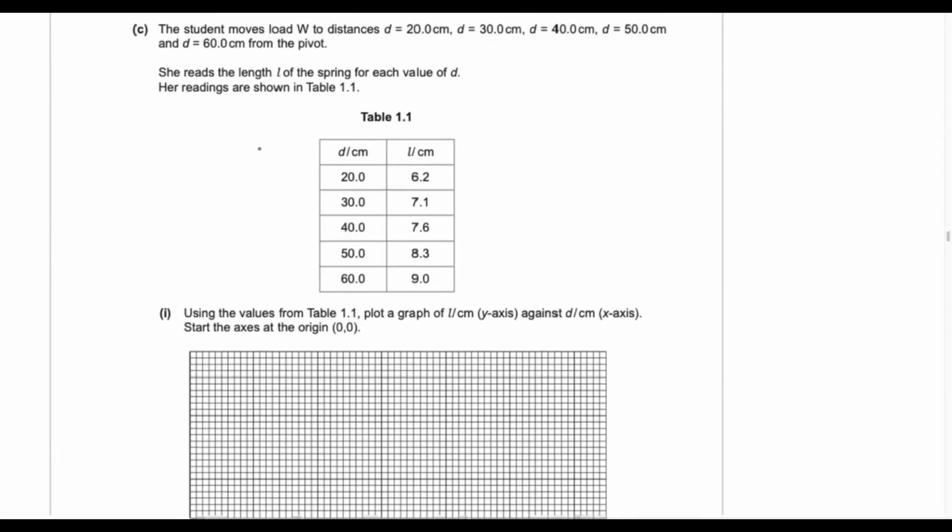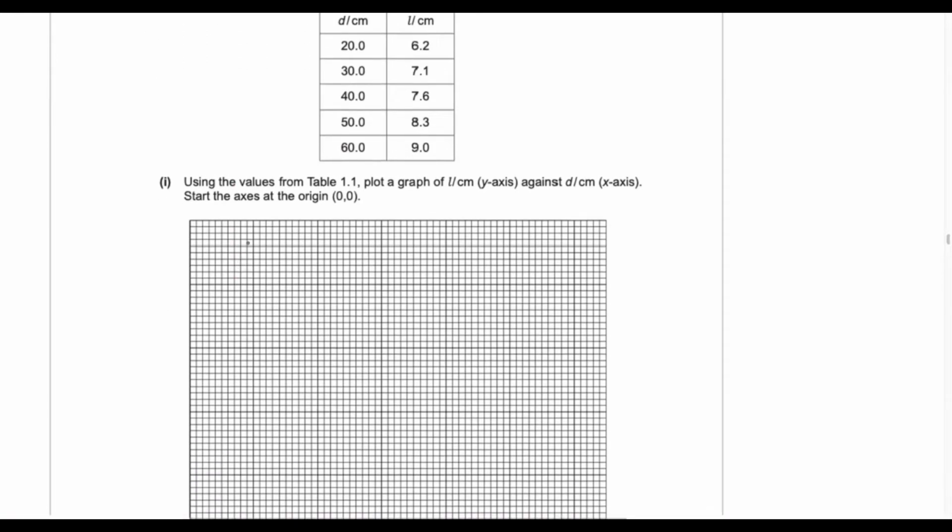Now, she reads the length L of the spring for each value of D. The readings are shown in the table. So the more you move to the right, the spring is longer. Use the values from table 1.1. Plot a graph of L against D. Start the axis at the origin. Okay, so we just need to sketch the graph.